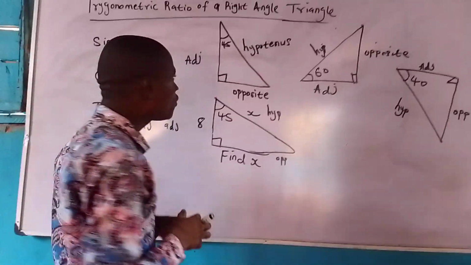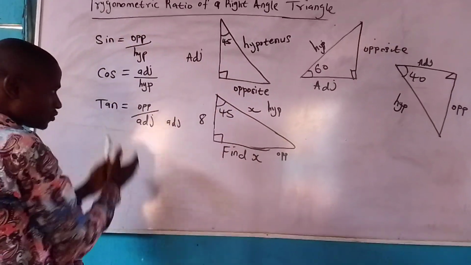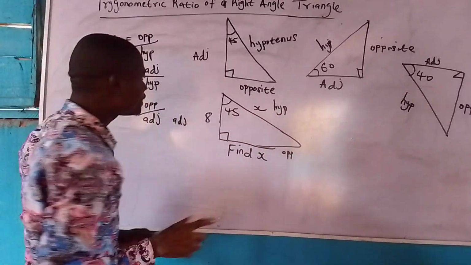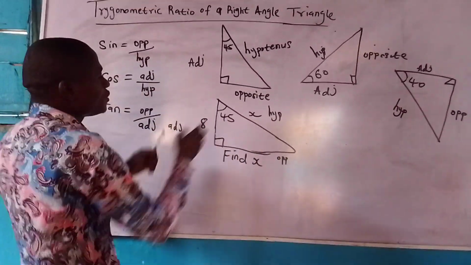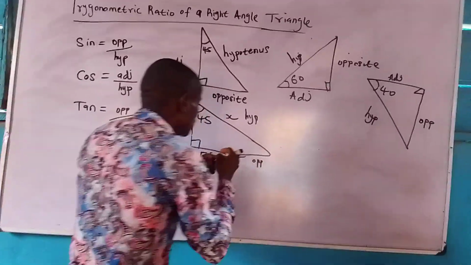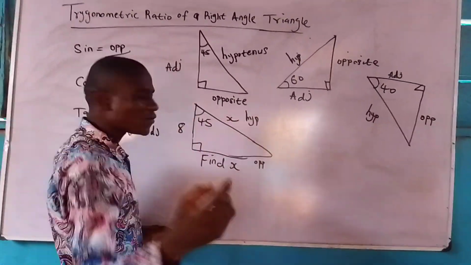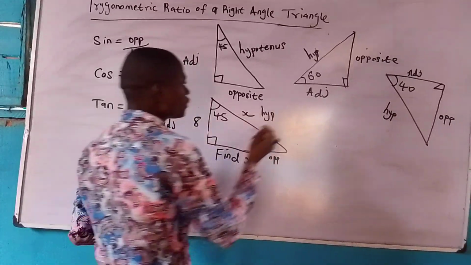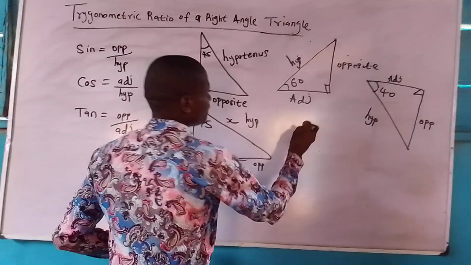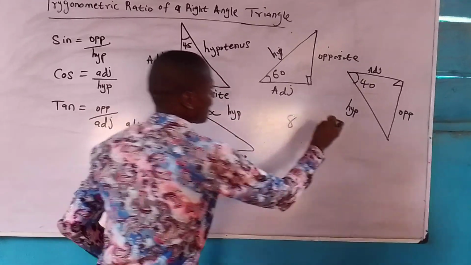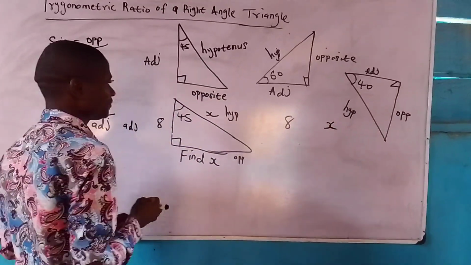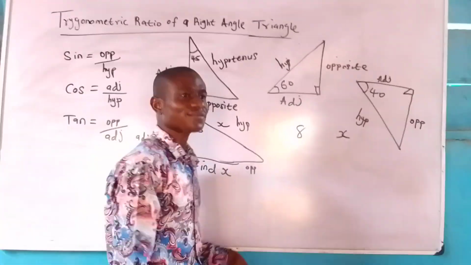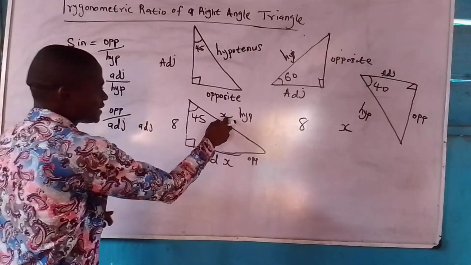Now how do I know which of these trigonometric ratios to use in solving this question that is given? How to know it? You know it by looking at what you are asked. What you are asked is to find x, and you are given 8. So what you need to do is to write out your 8 and write out your x. Just be watching me.